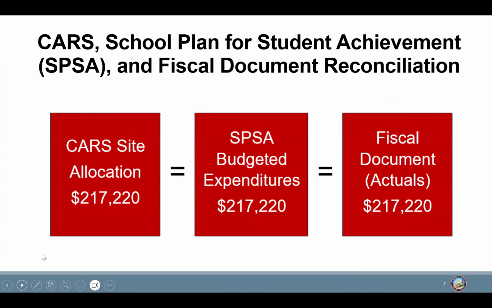This slide provides an example of the three-part reconciliation process of Title I Part A funds. The first component is a reported CARS school site allocation. Secondly, the site allocation should match the total amount of Title I expenditures that are budgeted within the School Plan for Student Achievement, or SPSA, at the selected school site. Thirdly, the actual Title I expenditures should reflect the same amount within the fiscal document, such as the school site's general ledger. These three components should be in alignment.